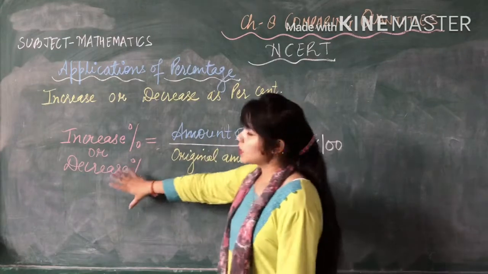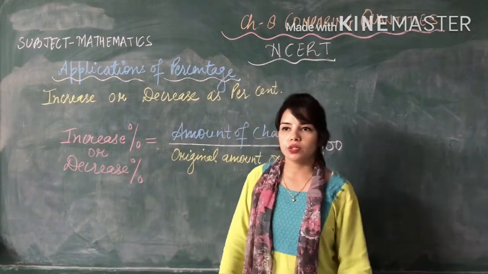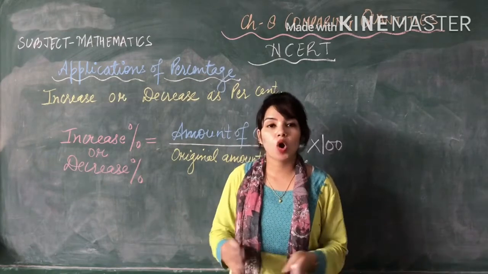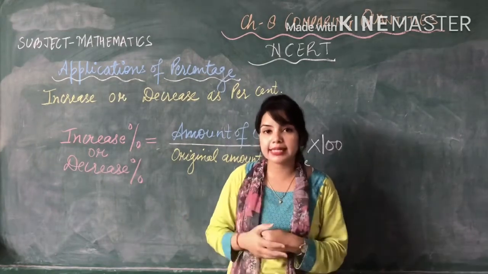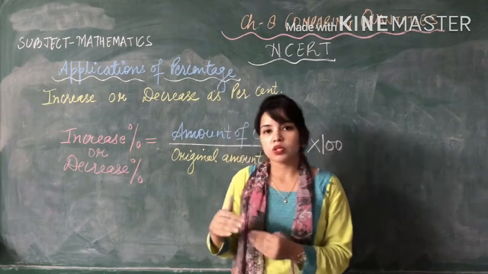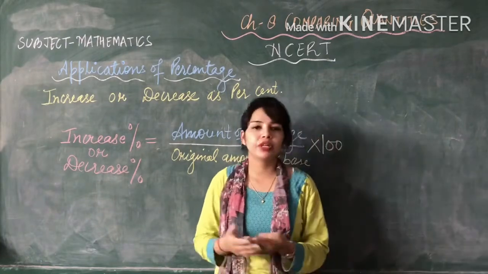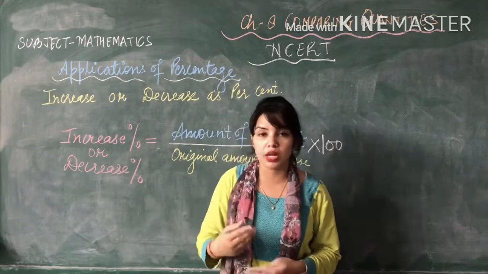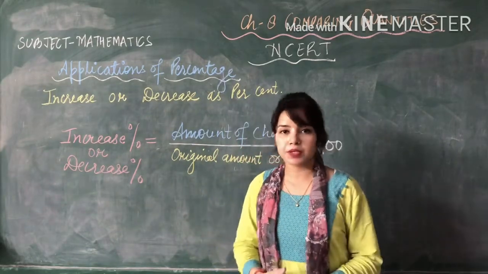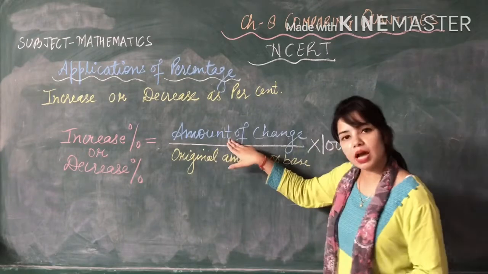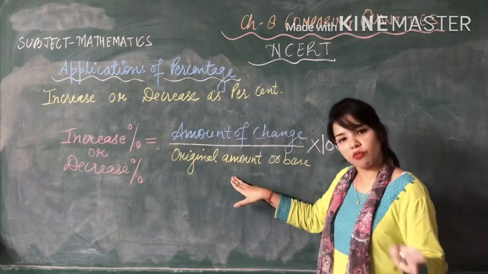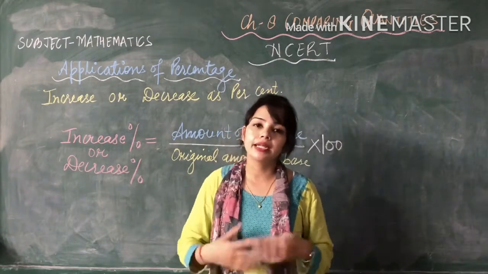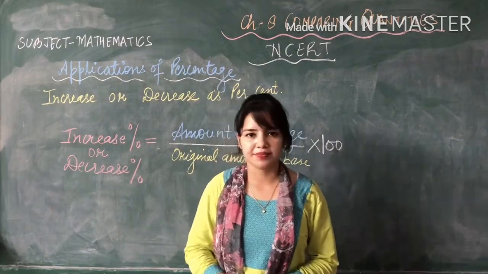Similarly, suppose nowadays the cost of mobile phones is decreasing. Earlier a mobile phone which cost 15,000 is now available for 12,000, a decrease of 3,000. How can you define that in percentage? There is a change of amount of 3,000 upon the original 15,000, into 100. This is how you calculate increase or decrease percent.